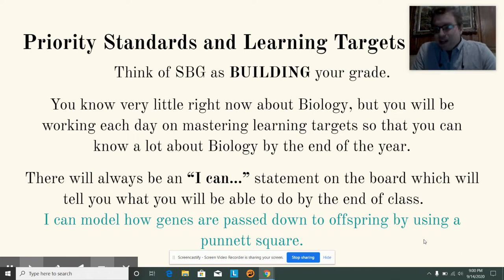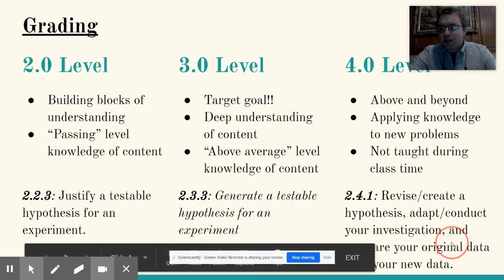There will always be an I can statement, or there should always be an I can statement, on the board. I've been slacking in this, but I will be better at it. It will tell you what you will be able to do by the end of class. For example, I can model how genes are passed down to offspring by using a Punnett square. That I can statement is the learning target.